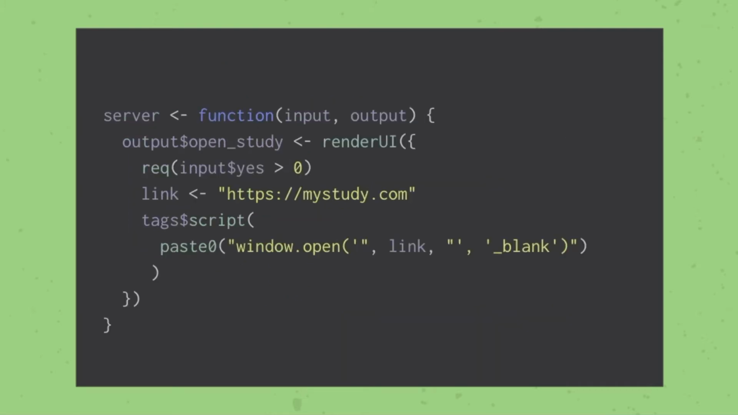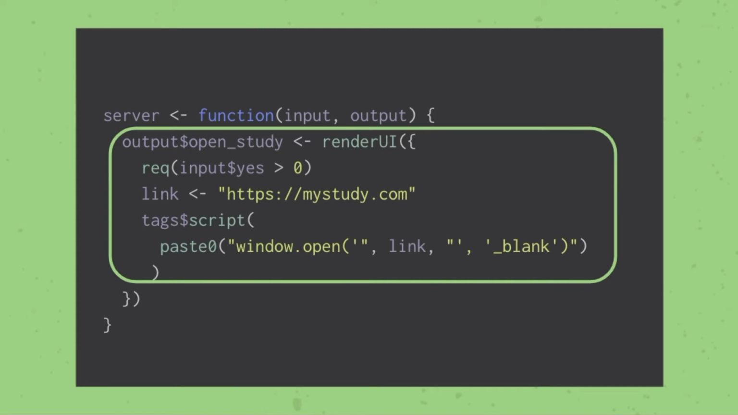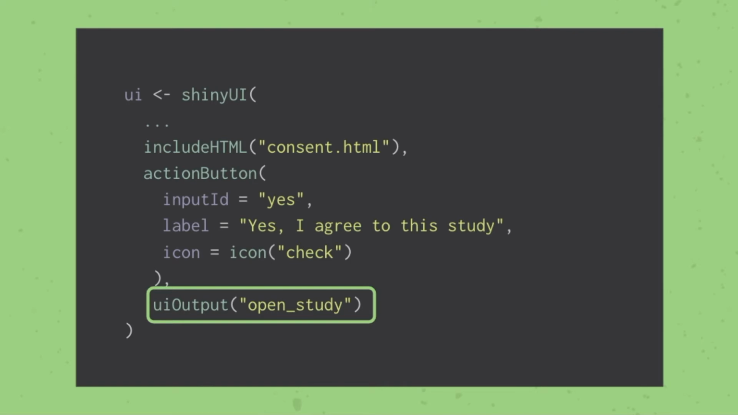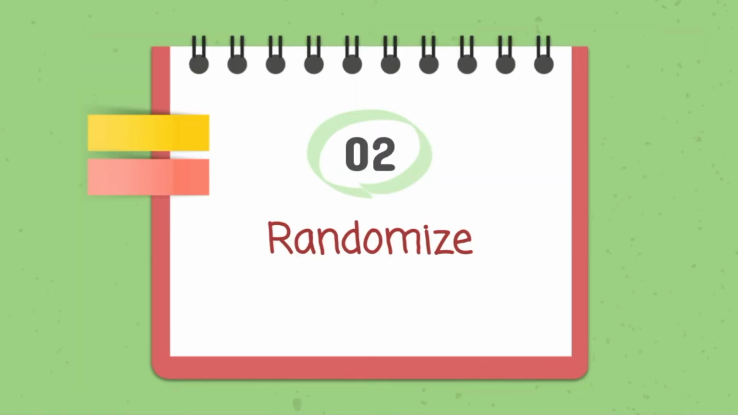So on the server side, we need to check whether the user clicked yes or no, and then send them somewhere accordingly. This function will check if the user clicked yes, and if they did, it's going to open a new window and send them to the link. I'm doing this using renderUI, so I need to make sure to update the user interface with that UI output so that this actually works. And that's what this is doing here, this UI output, and then OpenStudy was the ID that I gave that output in the server. So now that will actually send them to the link.